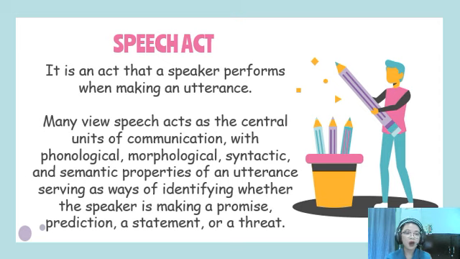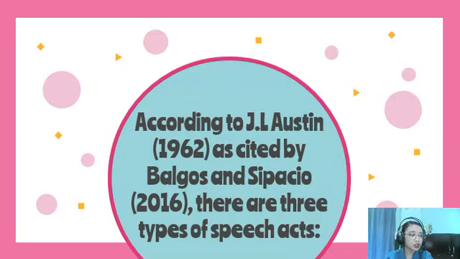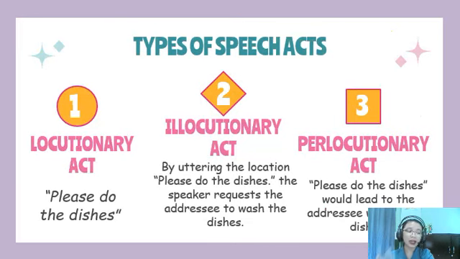And we have, according to J.L. Austin, three types of speech act. Who is J.L. Austin? J.L. Austin is a philosopher, a British philosopher specifically, and he has a big contribution in the field of philosophy. According to J.L. Austin, like what I've said earlier, speech act has three types, and it is cited by Balgos and Sipasio. And the three types of speech acts are locutionary act, illocutionary act, and perlocutionary act.